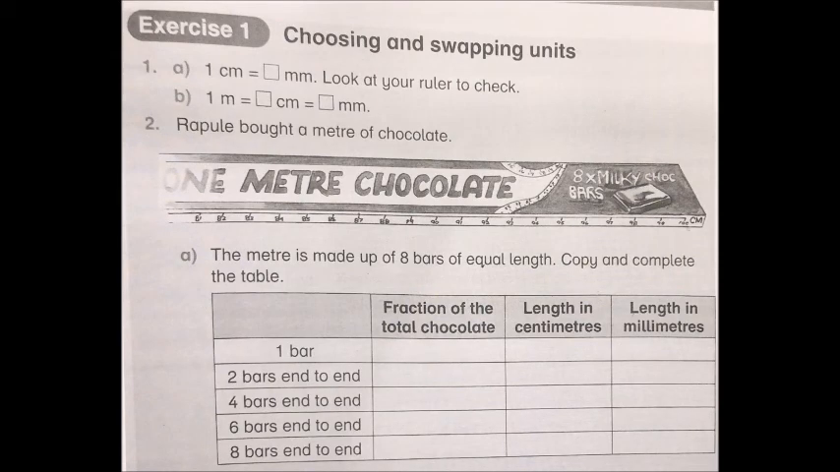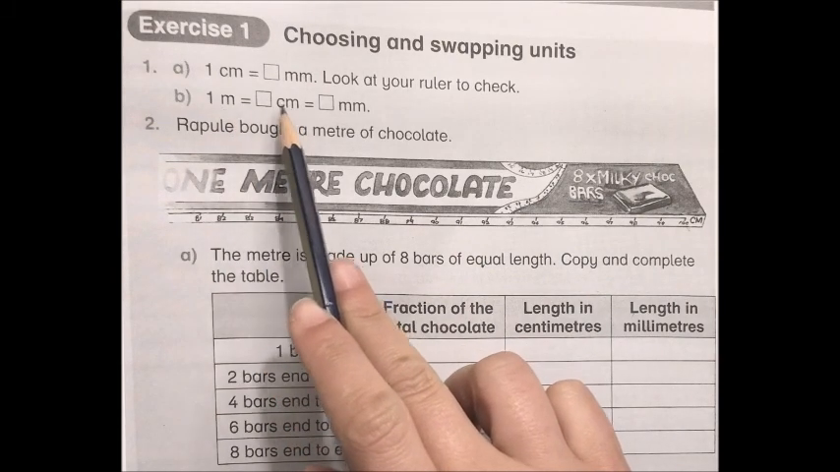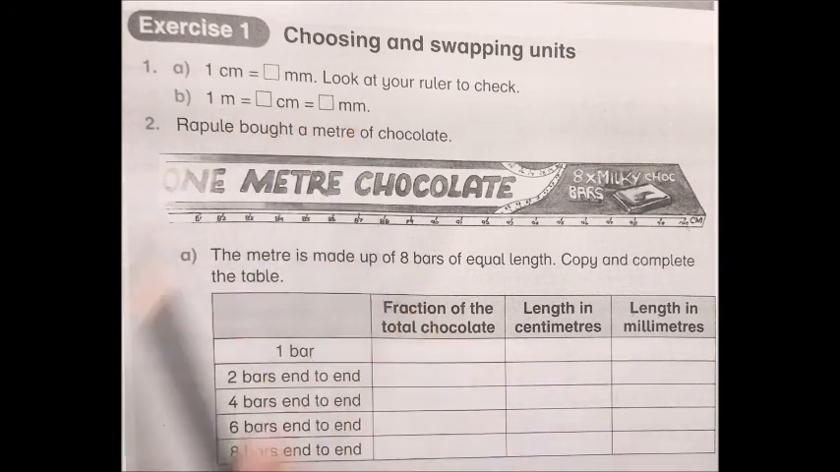1 meter equals, and you write how many centimeters as well as how many millimeters. So 1 meter equals to how many centimeters? 1 meter equals to how many millimeters? For number 2, you bought a meter of chocolate, so that's important. It's a 1 meter of chocolate, which is quite large.